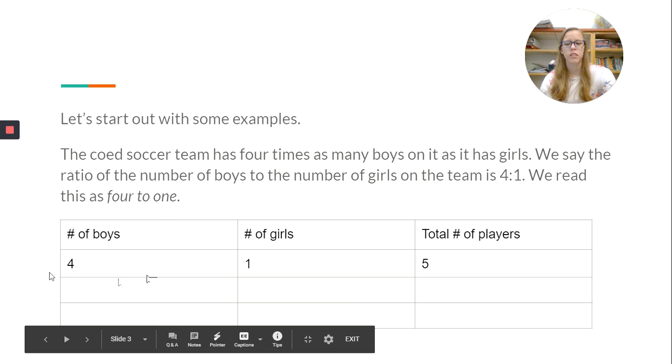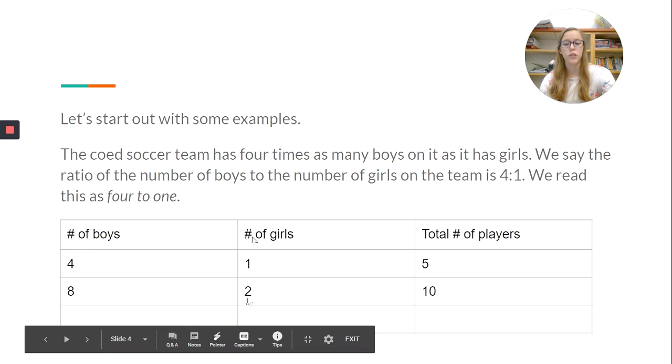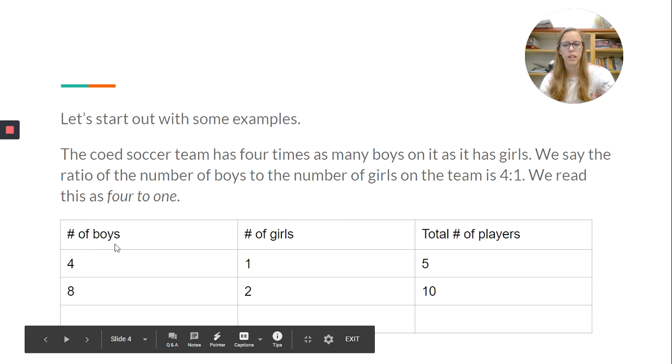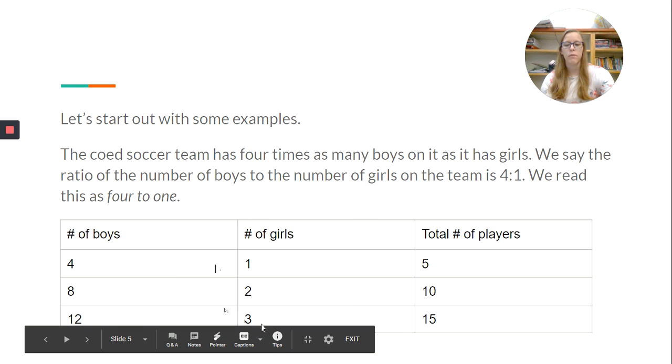So if we have 4 boys and 1 girl, we have a total of 5 players. We can see that there are 4 times as many boys as there are girls because there's 1 girl multiplied by 4 is 4. Okay. Now if we have 2 girls, how many boys do we have to have 4 times as many? Well, we have 8 boys for a total of 10 players. And one more time, let's go back quick. If we have 3 girls, 4 times as many boys would be 12 for a total of 15 players.